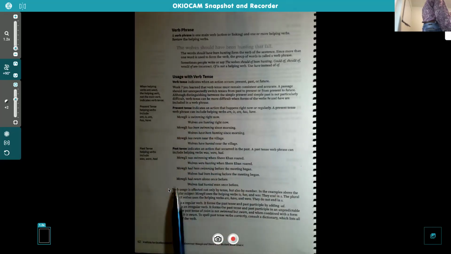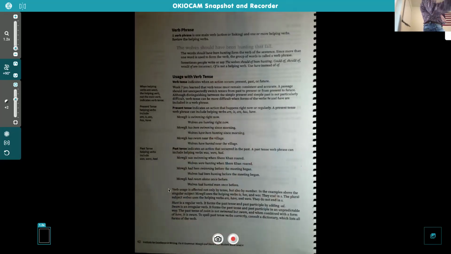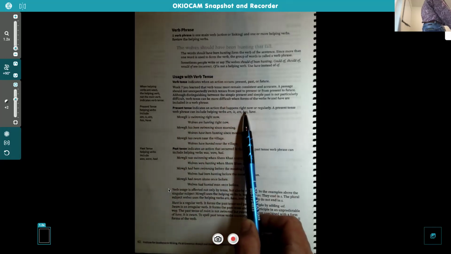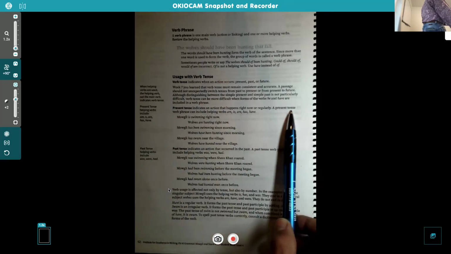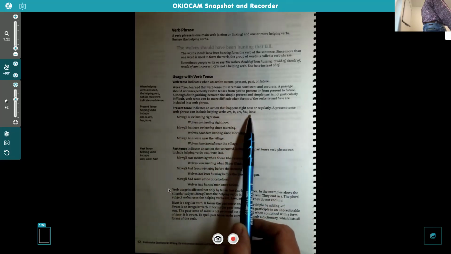Here we're talking about verb tense. We have present tense, past tense, and future tense with verbs. You guys know that. Usually it's ed or ing. Present tense indicates the action that's happening right now or regularly. A present tense verb can include helping verbs am, is, are, has, and have.